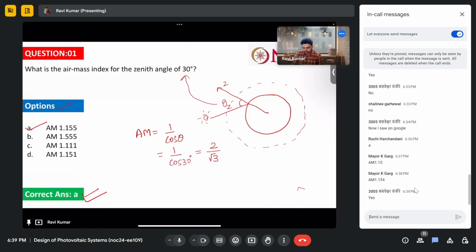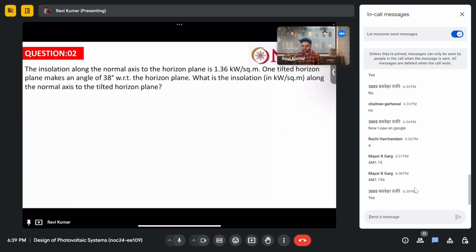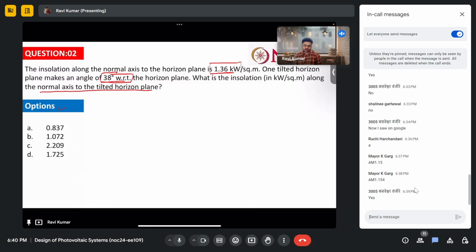Okay, let's move to the next question. It says the insolation along the normal axis to the horizon plane is 1.36. One tilted horizon plane makes an angle of 38 degree with the horizon plane. What is the insolation along the normal axis to the tilted horizon plane? These are the options. If you are not understanding the question, let me know. Tilt angle is given as 38 degree, and insolation along the normal to the horizontal plane is given as 1.36. You need to calculate the insolation along the normal axis to the tilted plane.